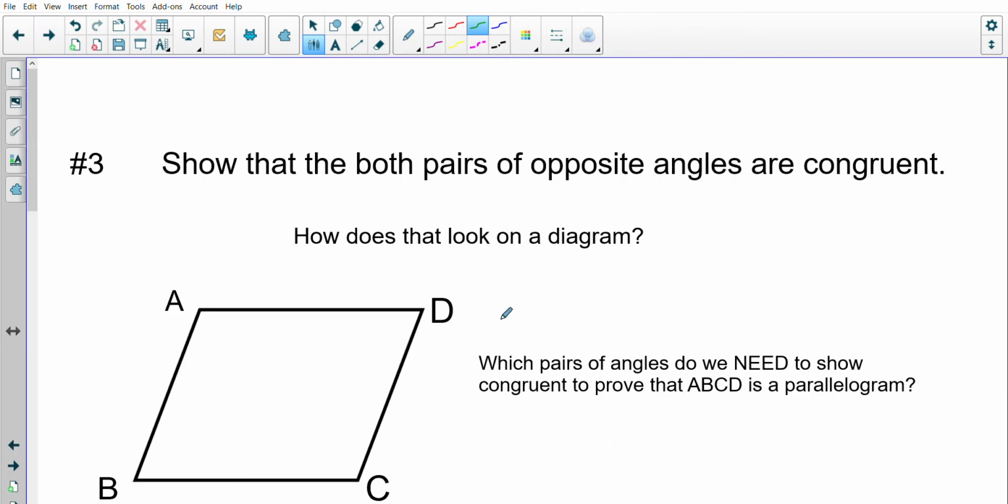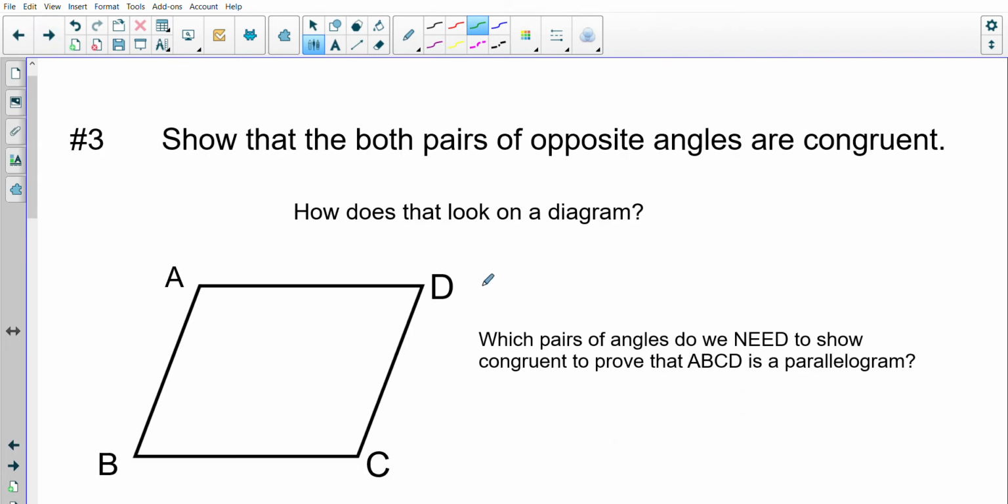All right, let's talk about more of these conditions here. We'll go through these quickly, but number 3: if both pairs, let's go ahead and change colors here.